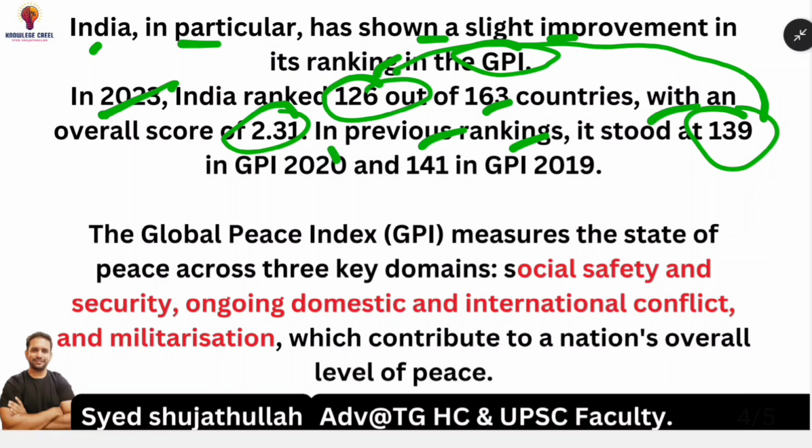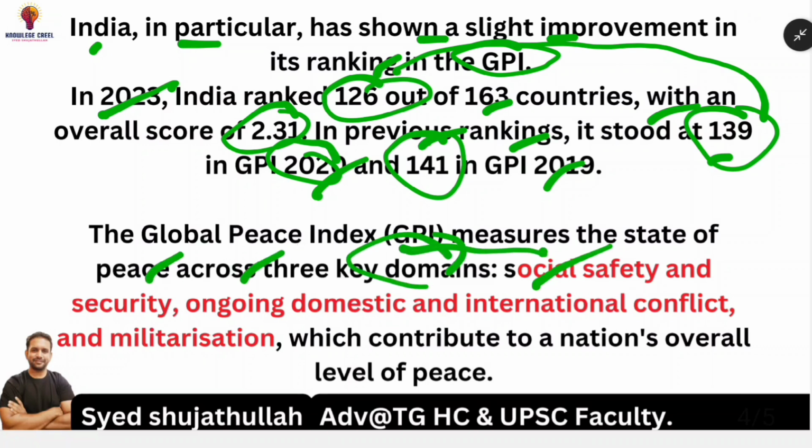Remember this point. And also if you see, in 2020 it is 139, and 141 in 2019. So we are improving with regard to the Global Peace Index. Our society is becoming very peaceful among the world's societies. The Global Peace Index measures the state of peace across 3 important domains.